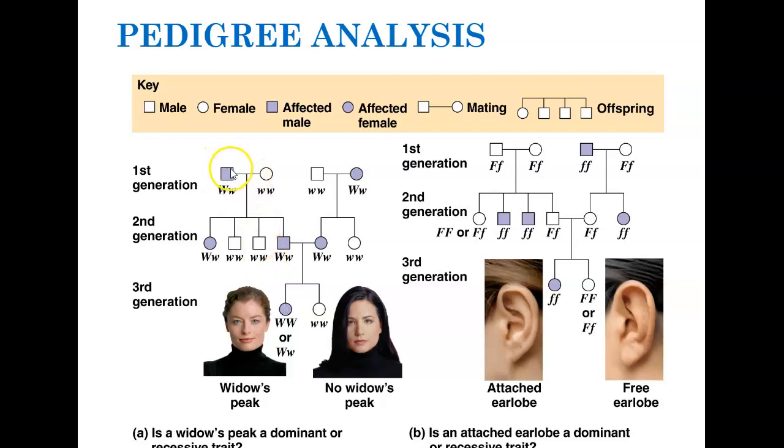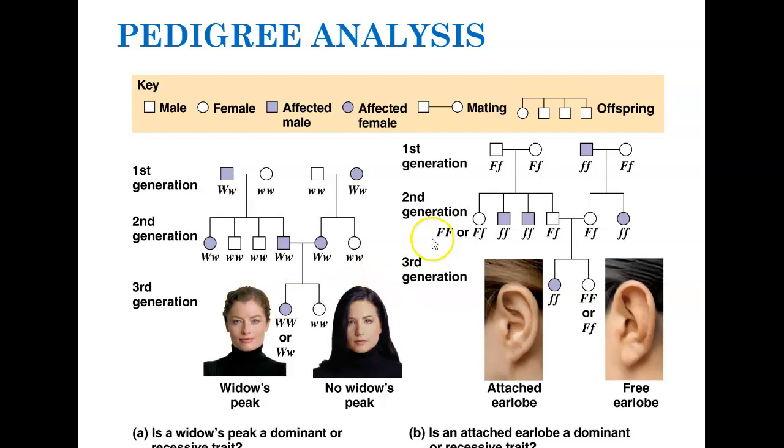Because you can see that a person with this genotype has it. All of the ones that are all lowercase don't. So if you have a capital W or a capital W with a little w, then you have a widow's peak. And again, if you don't, you don't.